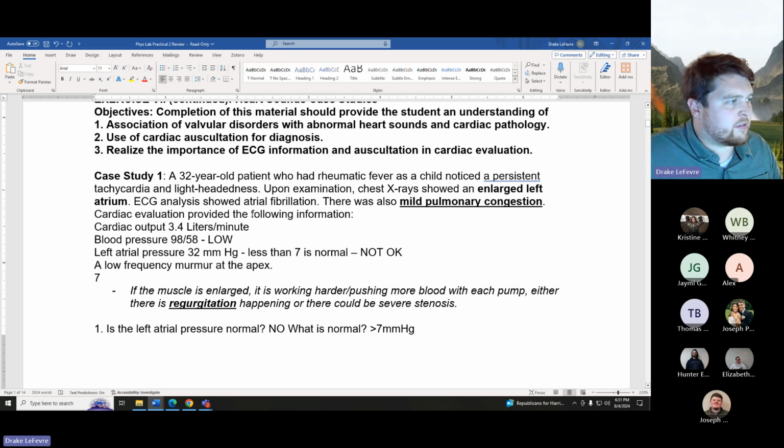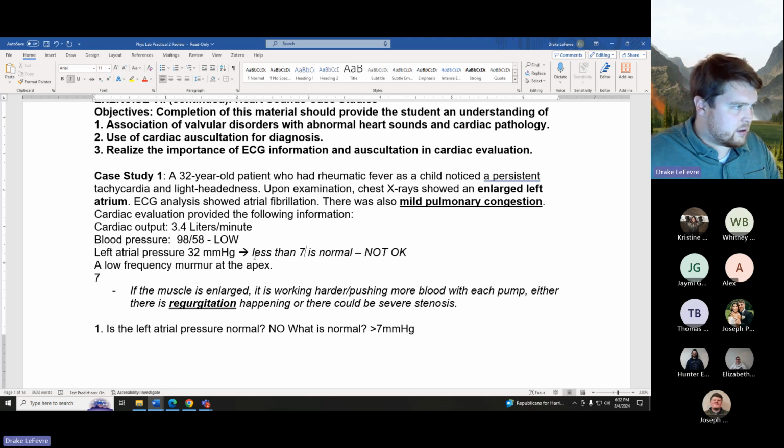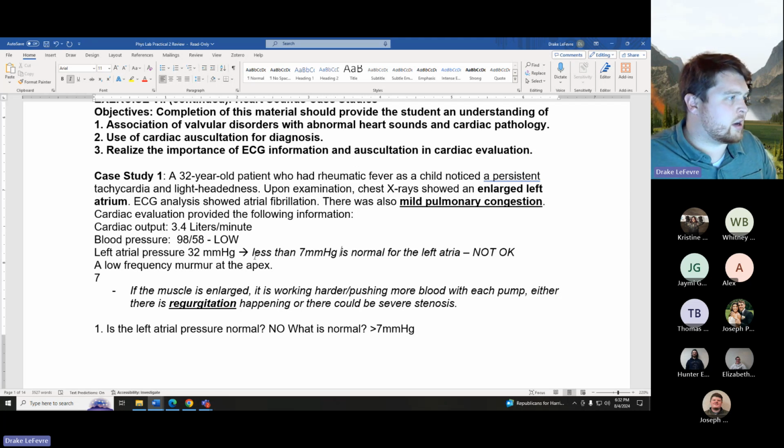Cardiac evaluation provided the following information. Cardiac output is 3.4 liters per minute. The blood pressure is 98/58. The left atrial pressure is 32 millimeters of mercury currently, and this is stuff that I've added into here. So less than 7 millimeters of mercury is normal for the left atria. So there's way too much pressure going on there. And a low frequency murmur is at the apex.